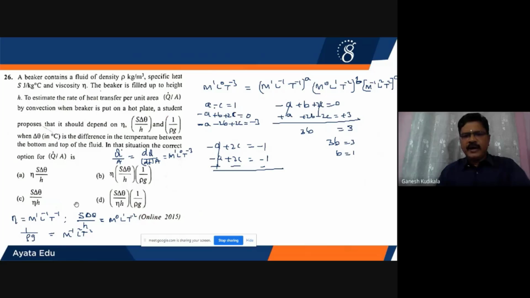Okay, so now if I add these two equations, first and second equation, A will get cancelled. B plus 2C minus C will become B plus C. B plus C will be equal to 1. Put the B value here. Therefore, the C value will be equal to 0. When C is 0, I can put 0 here itself, therefore minus A will be equal to minus 1. Therefore, A will be equal to plus 1. So 1, 1, 0. Therefore, A to the power of 1, B to the power of 1, and C to the power of 0. Therefore, option A is correct.